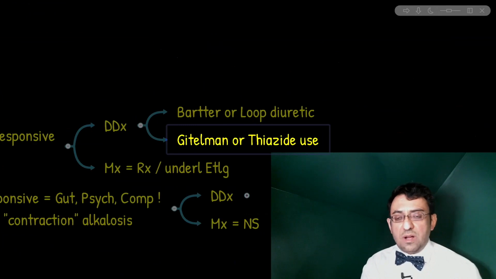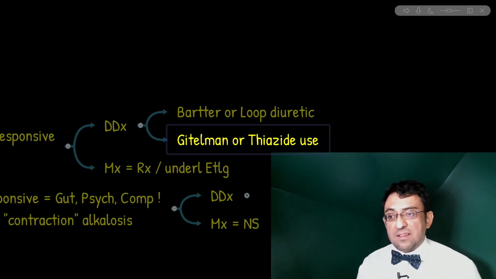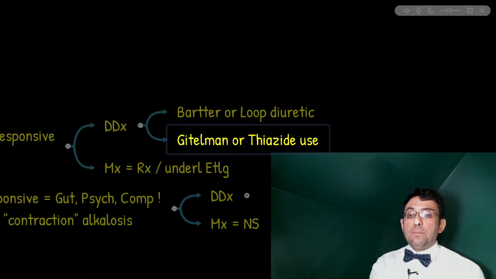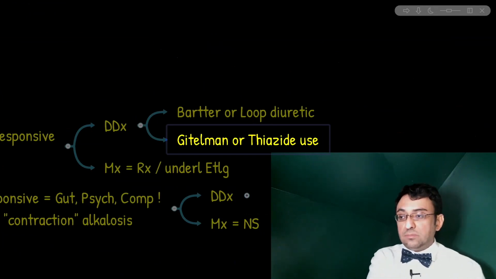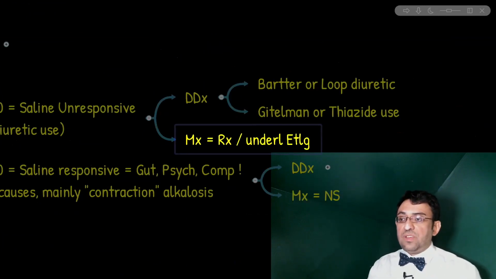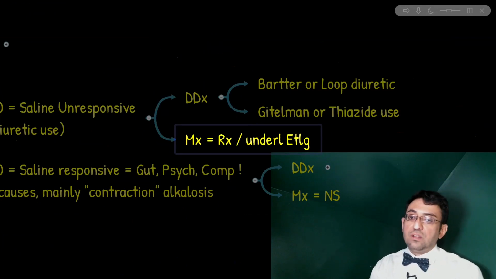Now, do you remember how we compare the effect of loop versus thiazide diuretics in terms of NSAID interaction? Thiazides inhibit prostaglandin synthesis. They are not necessarily considered much of an interaction with NSAIDs, but loop diuretics stimulate prostaglandin synthesis, and therefore their vasodilatory effect on the afferent arteriole could be blocked by parallel use of NSAIDs. What's the management of saline non-responsive metabolic alkalosis? We need to treat the underlying etiology.